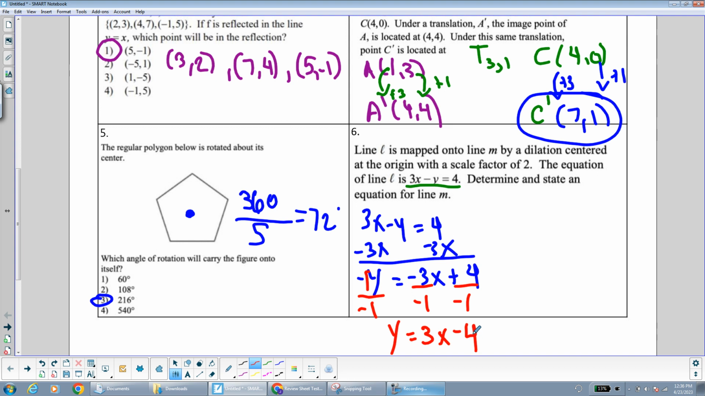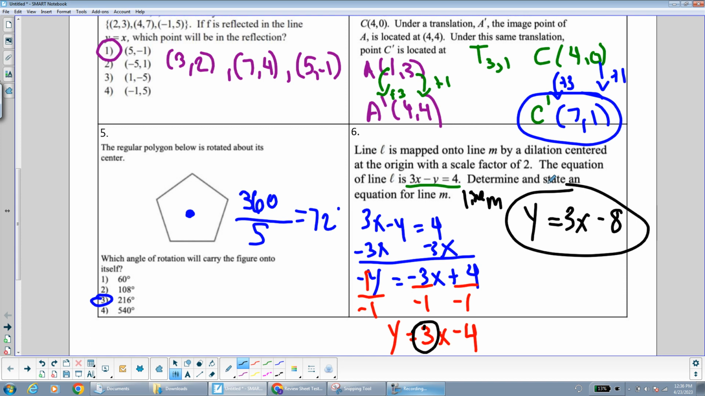So dilations preserve parallelism, so the pre-image and the image will be parallel to each other. And remember, parallel lines have the same slopes. So our image, line M, will have the same slope as the original line because they should be parallel before and after the dilation. Since it's centered at the origin, we can just take the y-intercept and multiply it by the scale factor. Negative 4 times 2 would be negative 8, so the equation of our line would be y equals 3x minus 8.